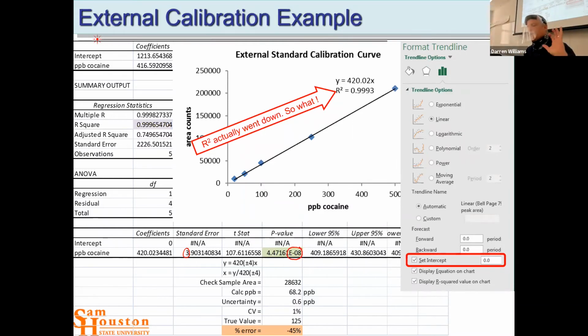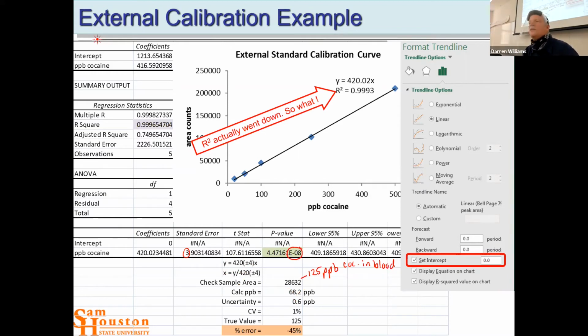And so we take our 125 parts per billion check sample in blood, and we inject that, same procedure and everything, just a different matrix, just a different sample, and we get our check sample area. So this is 125 parts per billion of cocaine in blood. And so we can calculate that parts per billion. We take that Y value and we divide by 420 and we get X. And this is what we calculate, 68.2.